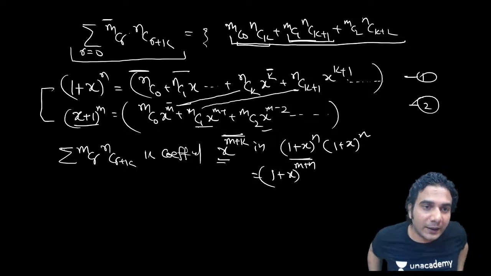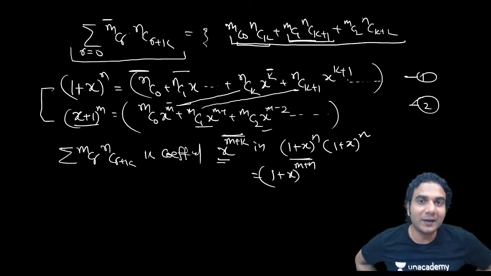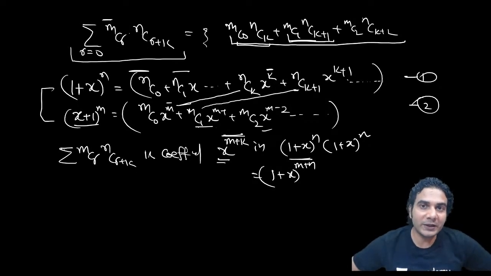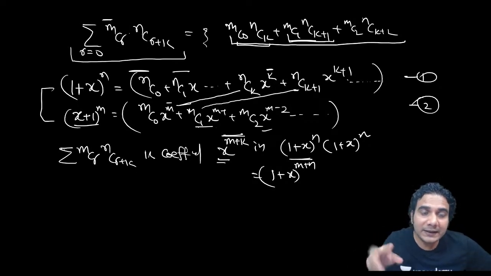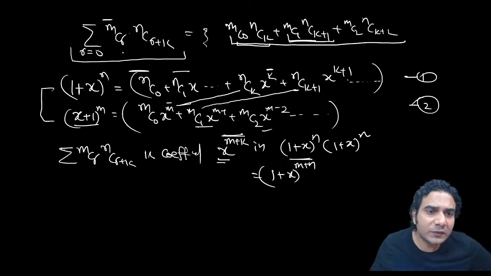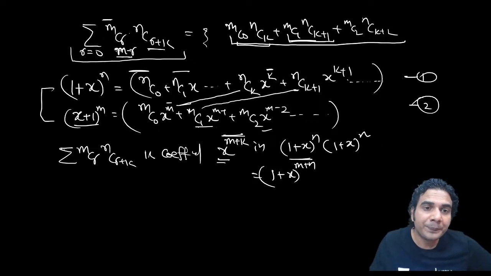What we did by writing mCr is equal to mC(m minus r). That's why I have written mCr is equal to mC(m minus r). So you can see that these coefficients, see, this is the coefficient of x raised to r in the expansion of (1 plus x) raised to n, and this is the coefficient of x raised to r minus k. So when I wrote this m minus r, it became the coefficient of x raised to m minus r, and this is the coefficient of x raised to r plus k.